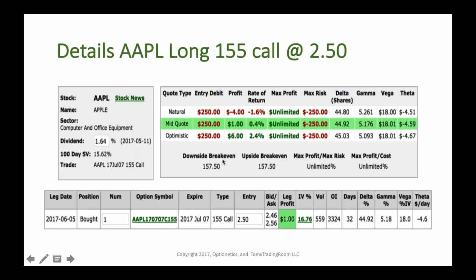This is the detail page of Apple long July. This is the first week of July 7th, 155 calls, $2.50. Okay. Shows us that it's going to cost us $250. We also know that the maximum profit, the risk and cost, is unlimited, because that's the way calls are. That's the way they're meant to be. You can't get a limitation. It's unlimited until you take it off and exit it.